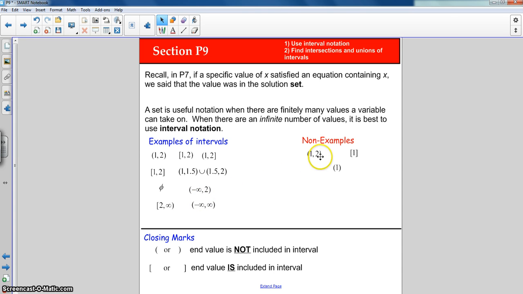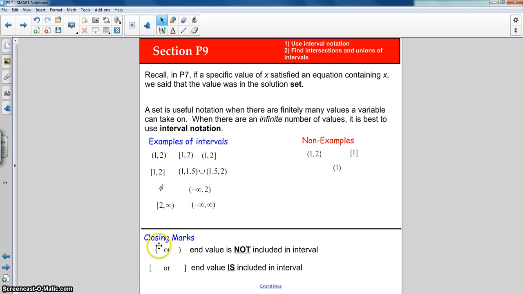Okay, non-examples are something where you have curly braces involved, or even if you have just a single number in there or not in there. If you have a single number, it's best to use set notation. Okay, first let's talk about closing marks.